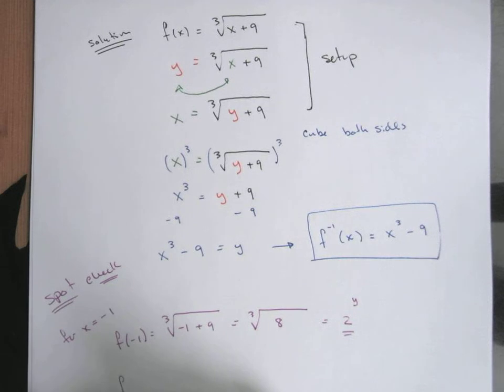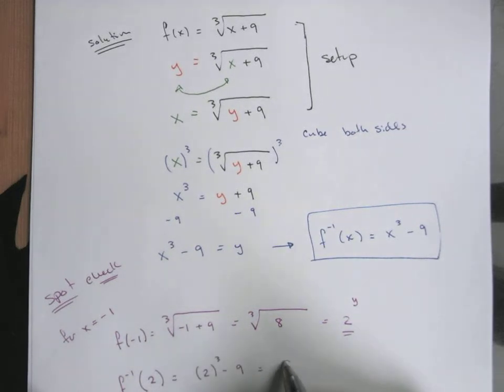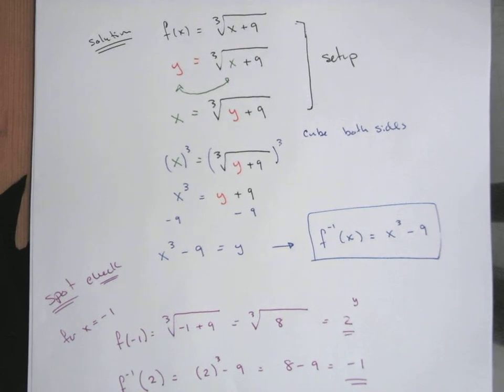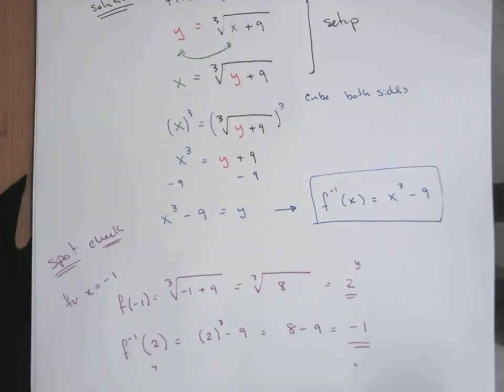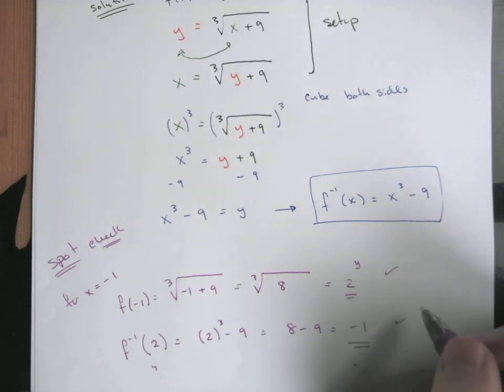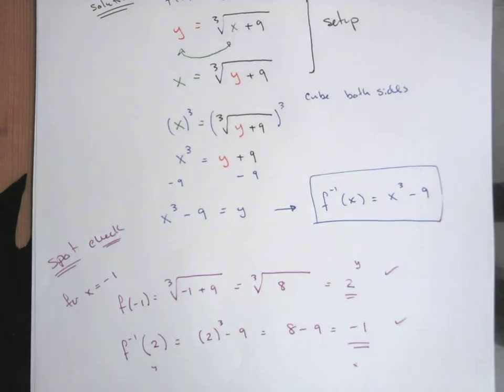If I reverse it, so f inverse, if I put in my 2, what's going to happen? So then this is 2 cubed, right, minus 9. So that's 8 minus 9, and it does, just like I want, bring me back to -1. So this checks out. This more or less does what we want it to.